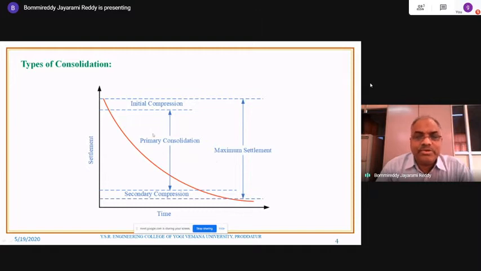So the total compression of the soil consists of maximum settlement. We can call it the total settlement of the soil, the maximum settlement. This maximum settlement is always fixed for a given soil. Maximum settlement from soil to soil is different, but for a given particular soil, the maximum settlement is constant.